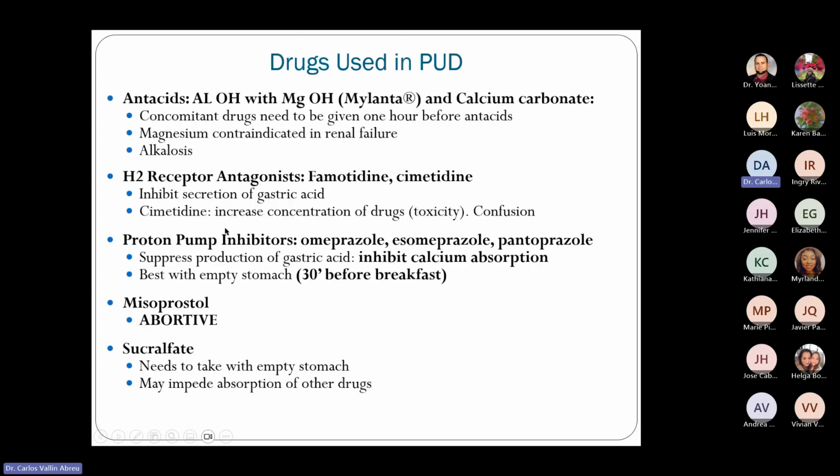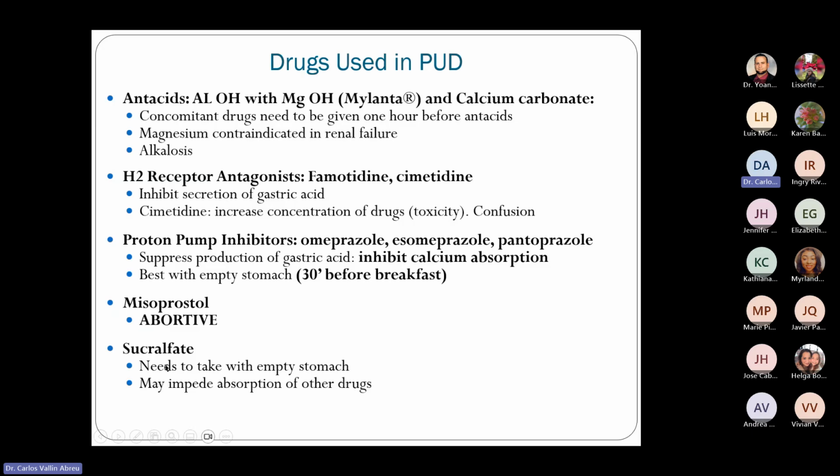And of the proton pump inhibitors, it's important that the chronic use of proton pump inhibitors inhibits the absorption of calcium and is a risk factor, especially for women, for osteoporosis. The proton pump inhibitors should be given on an empty stomach. They are not well absorbed if combined with food. So the ideal is to give the proton pump inhibitors, omeprazole, esomeprazole, pantoprazole, all those prazoles, half an hour before breakfast. Frequently tested.